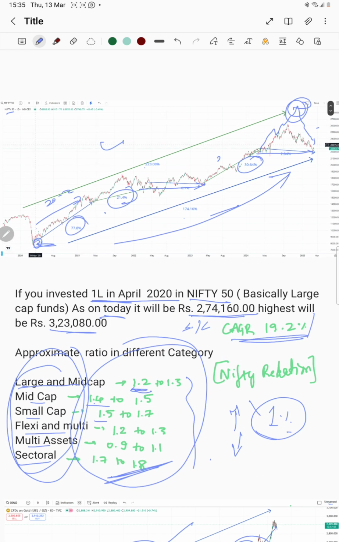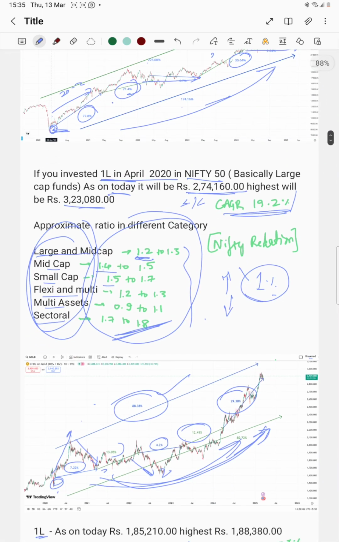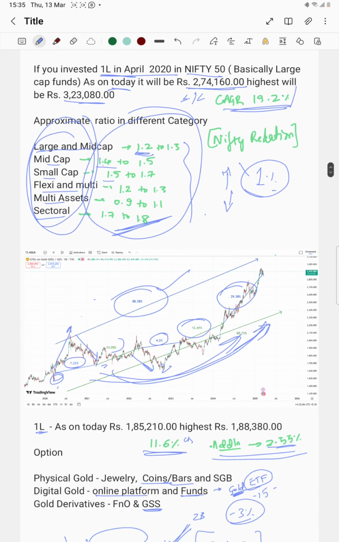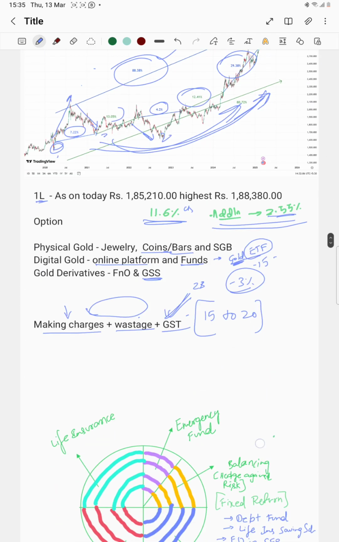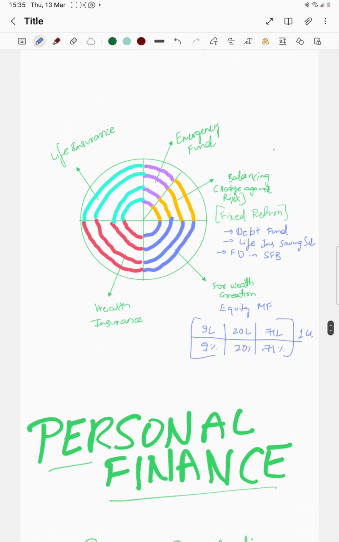And what can a smart investor do? A smart investor doesn't pick just one asset. They diversify, they balance their portfolio. Here the concept of personal finance comes in. About personal finance, I am going to make another video explaining in detail how personal finance works and what all the things we should consider. Now I'm just giving a glimpse here.